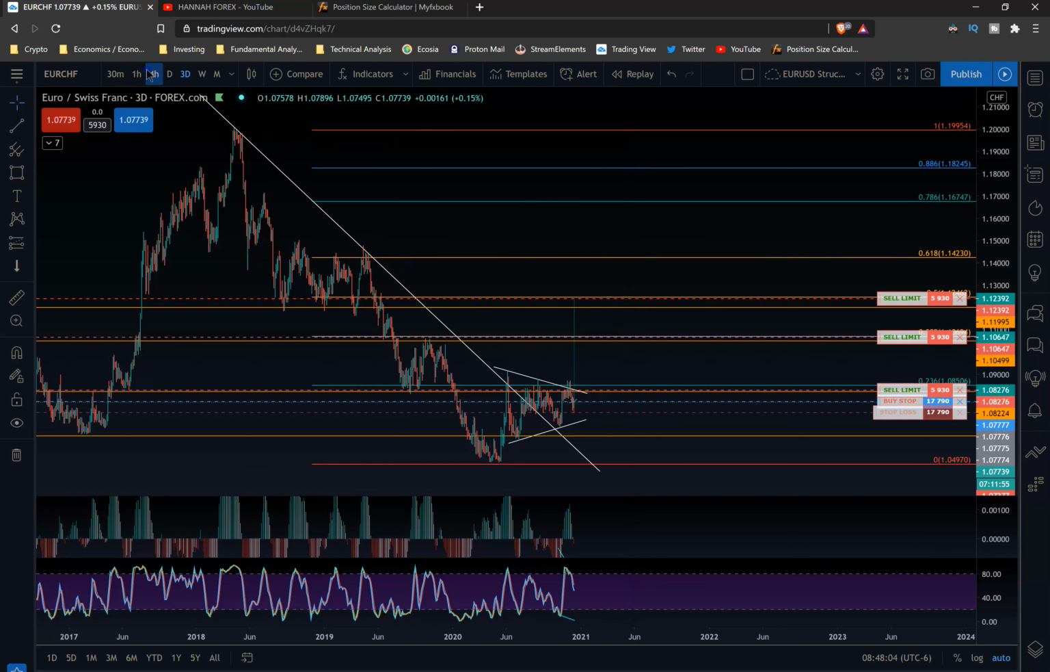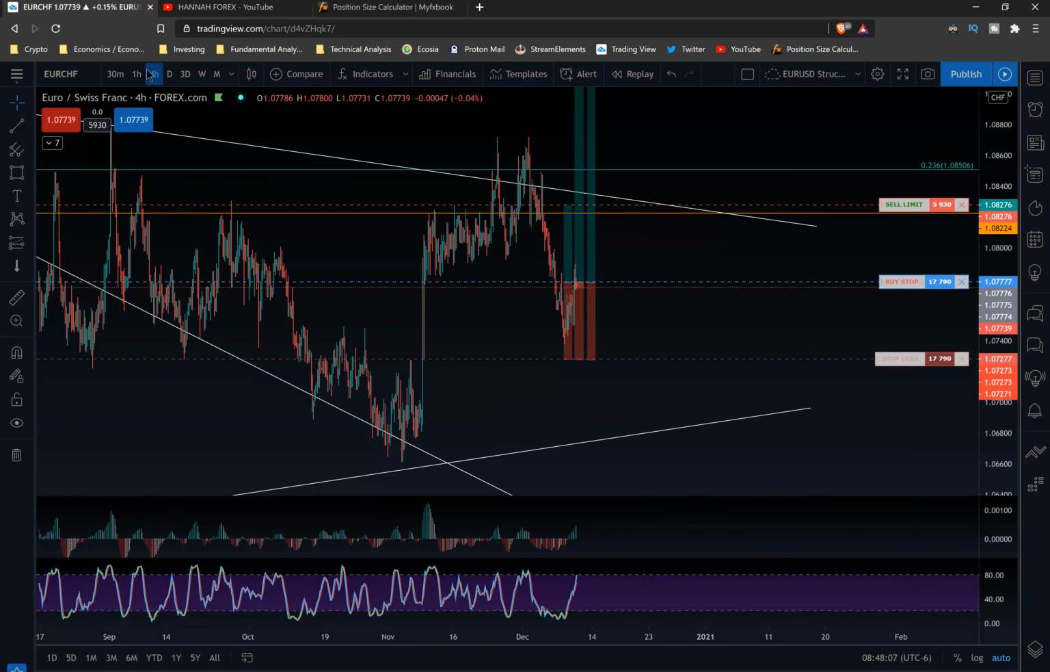Let's go back down to a 4 hour on this Euro Swiss franc. So what I was saying is, I'm thinking about what I should do. I don't want to be in two high probability trades at once. Right now I'm in a trade on the dollar CAD, and this is going to be my second trade, the Euro Swiss franc.